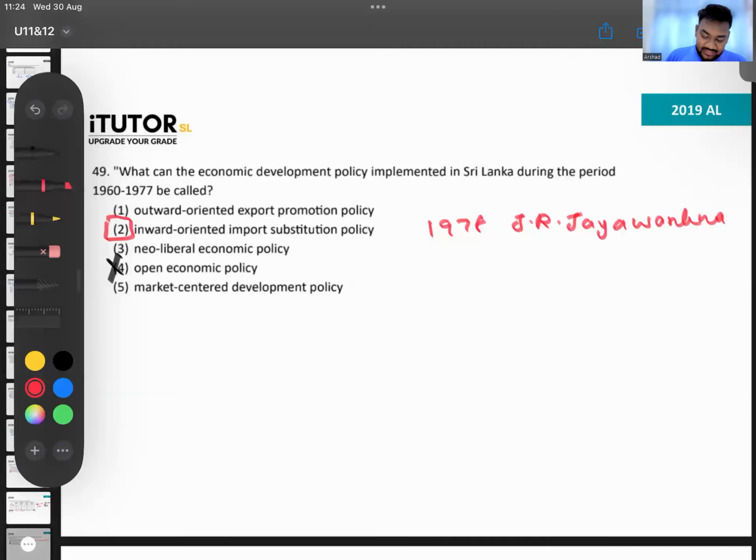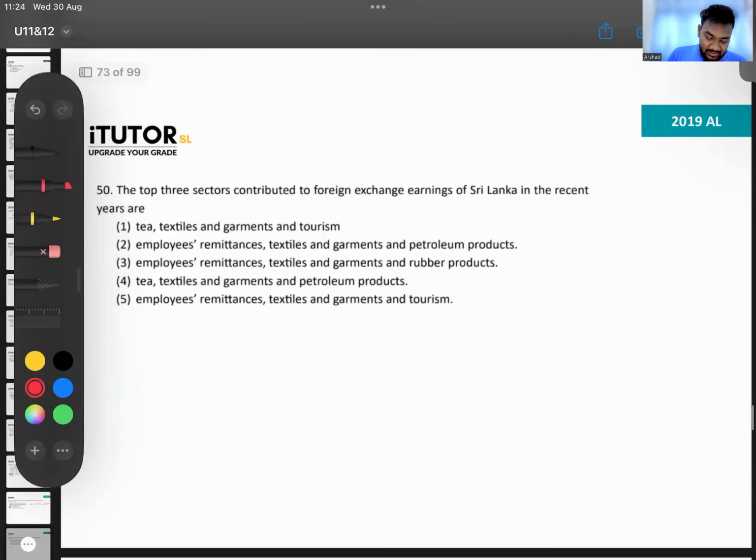Okay, that's 49. Then question 50. The top 3 sectors that contributed to foreign exchange earnings of Sri Lanka in recent years. Now, we would have talked a lot about this in the fast track. What are the things that bring a lot of money into the country, guys? We have worker remittances. How much do worker remittances bring? I have told you all in the past paper class group also. Worker remittances bring roughly around 400 million a month.